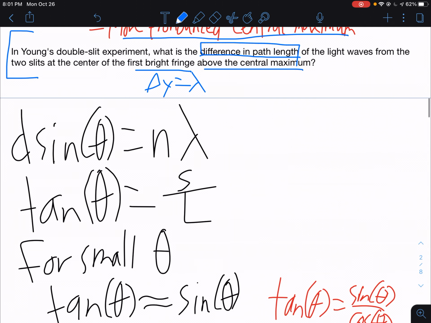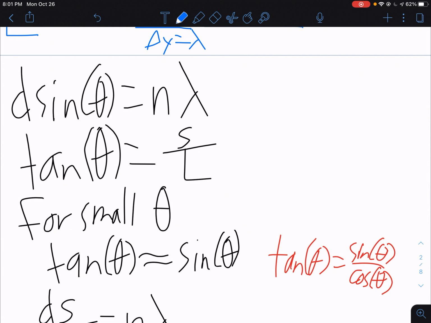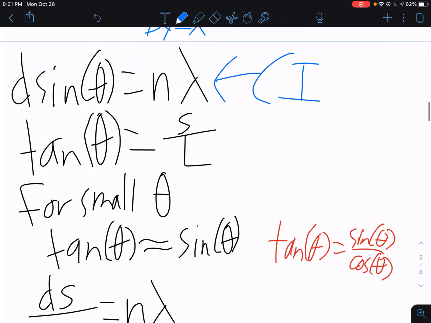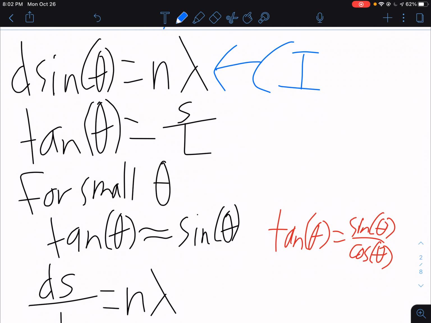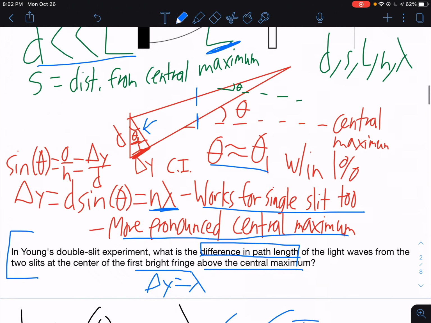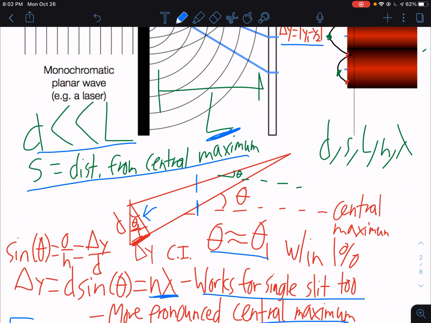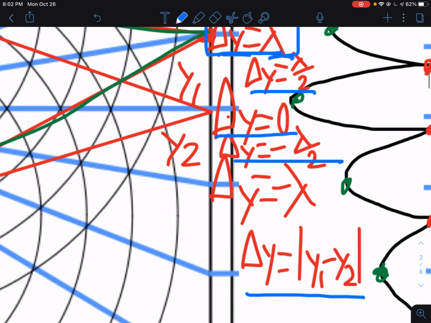Next, we're going to cover a very important derivation. We know this already, we know this from CI. And we have the identity that tangent of theta is S over L, where S is just the distance from the central maximum, which is the distance from this point right here.